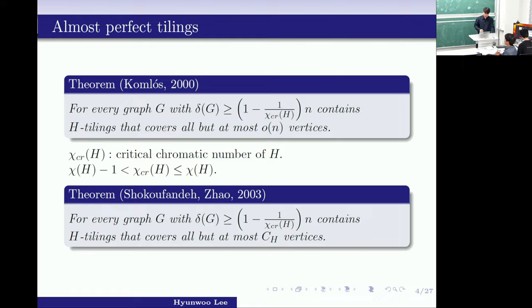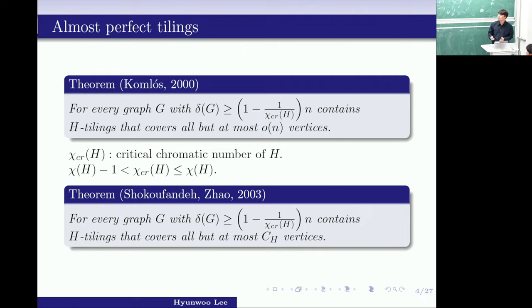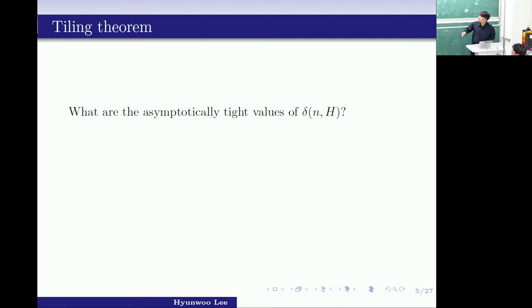So far we are considering the perfect tiling, and for the perfect tiling, all the known upper bounds are related to the chromatic number of a given graph H, and for the almost perfect tiling, the threshold is related to the critical chromatic number of H. Then what will be the asymptotically tight value for delta of H? Maybe we can speculate that this number is related to either the chromatic number or the critical chromatic number.